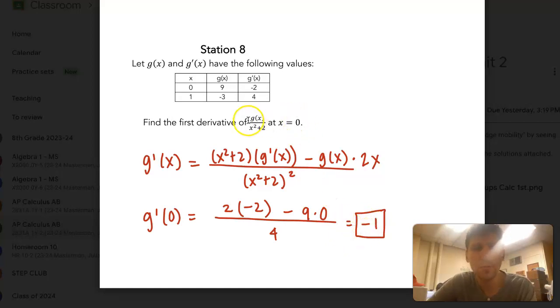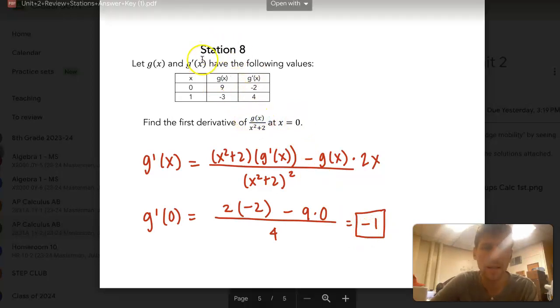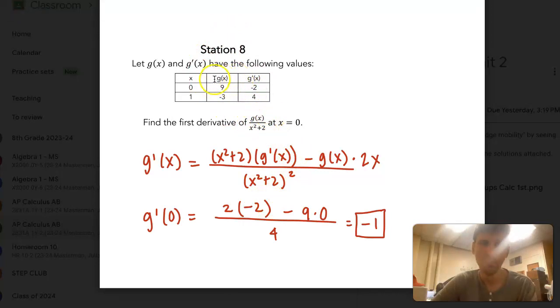It's a quotient rule. It just has the wrinkle of one of them only being defined by a table, so we don't know what g of x is. We only have a few outputs, but they give us enough information. You can see that this whole column with the 1 is just extraneous information for this problem, because we only care about what g and g prime are at 0.